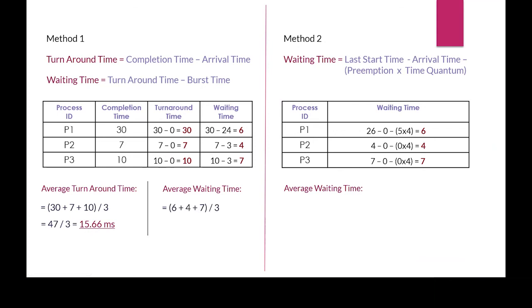For average waiting time, we just need to add again the 3 processes and divide by 3, and that would be 5.66 milliseconds. Same with method 2 on how we compute the waiting time. Add the 3 processes and divide by 3, and same answer, 5.66 milliseconds.